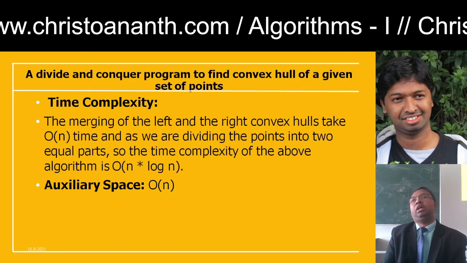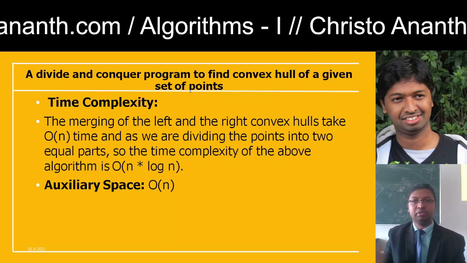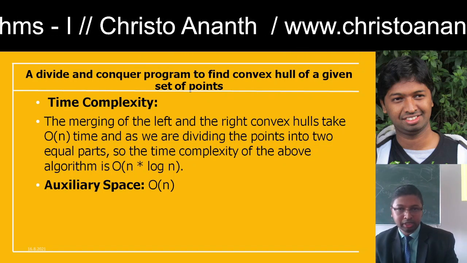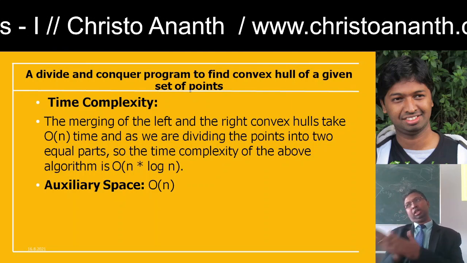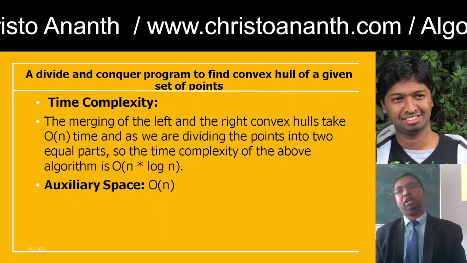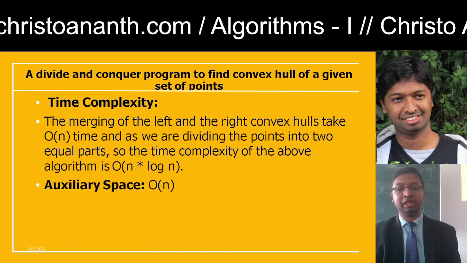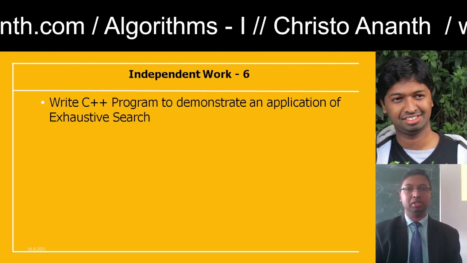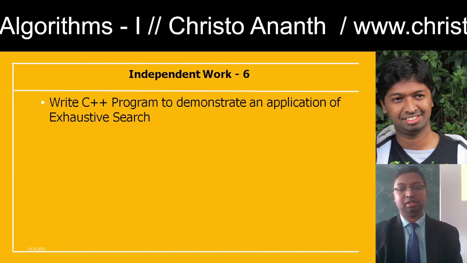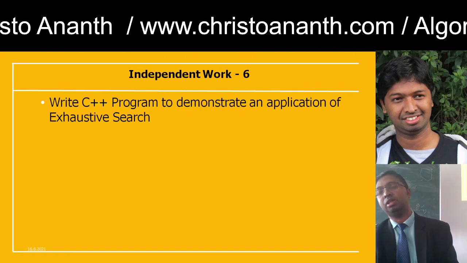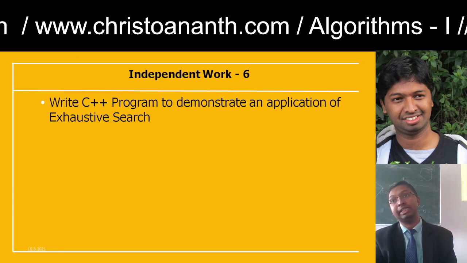So with the case of time complexity, with the case of left as well as right convex hulls, it will be taking order of n time. So since we are dividing into two halves, your order would be n log n, and the auxiliary space it will be taking is order of n. Okay. So this is an independent work for you. It's a C++ program to demonstrate an application of exhaustive search.